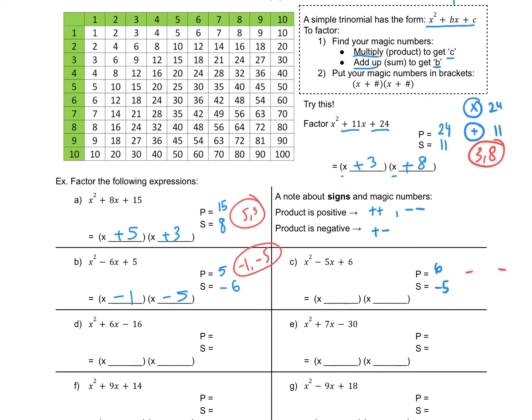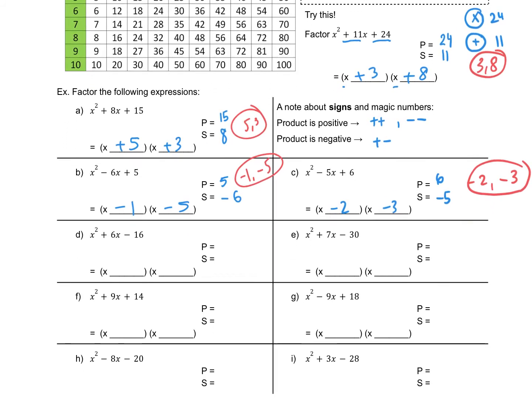Okay, so to get 6, it's either going to be negative 1 and negative 6, but that adds up to negative 7, so that's no good. And to get 6, we can also do negative 2 and negative 3, and that does add up to the negative 5. So x subtract 2, x subtract 3. And the order that you put your numbers into your brackets, it doesn't matter. If you had written x minus 3 and x minus 2, perfectly fine.